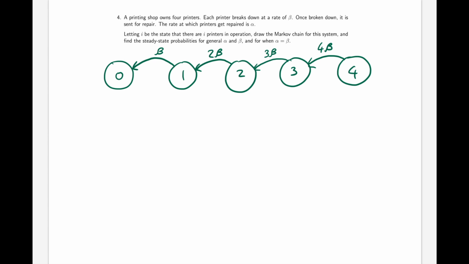Now, similarly, for the rate at which they get repaired, we can see this as a symmetric process. When there are 0 printers in operation, there are 4 being repaired. Each is getting repaired at a rate of alpha, but there are 4 printers getting repaired. When there is 1 printer in operation, there are 3 printers being repaired, each with a rate alpha. When there are 2 printers in operation, there are 2 printers getting repaired with a rate alpha. When there are 3 printers in operation, there's 1 printer getting repaired at rate alpha. So this is us drawing the Markov chain for the system.